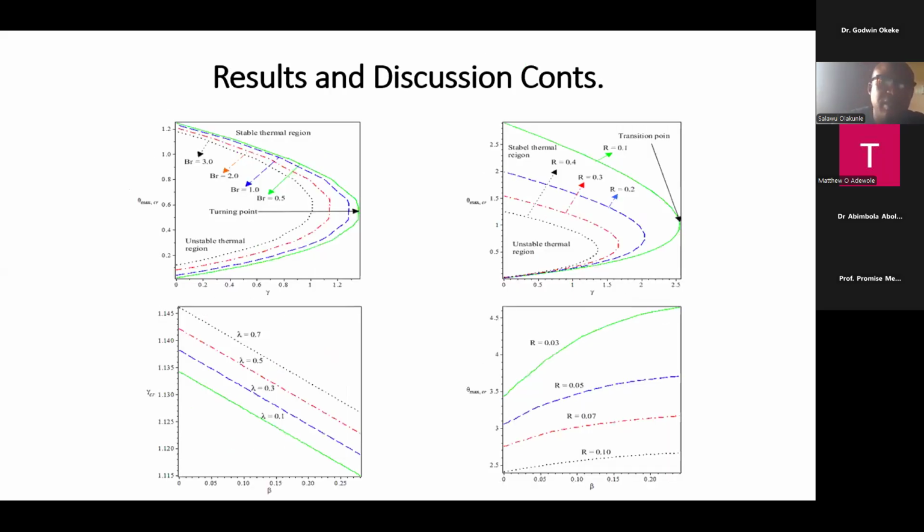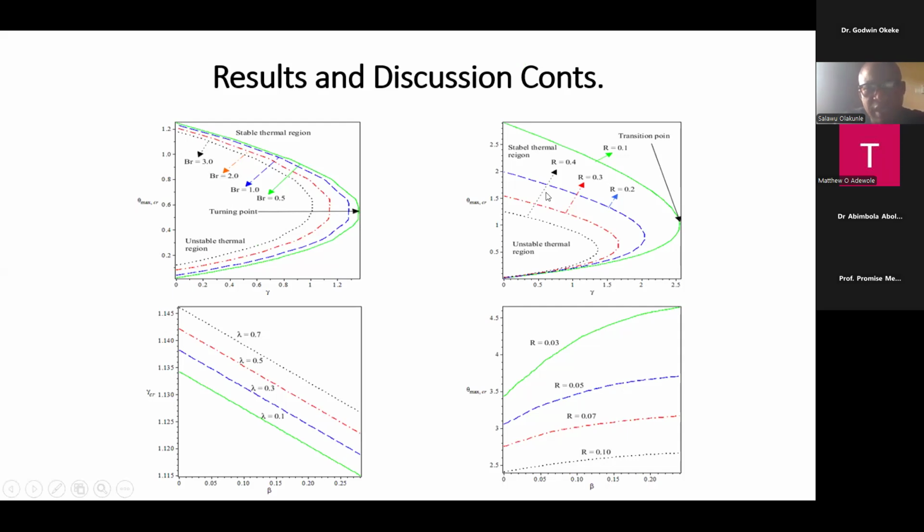We also check the thermal stability of the system. So this gives the thermal stability of the system. At this region, this is the unstable region of the system, and here we have the stable region. At this point is the transition point, I mean the turning point. This is a turning point, and the same thing is applicable here. So for this particular one, we check the effect of Brinkman.